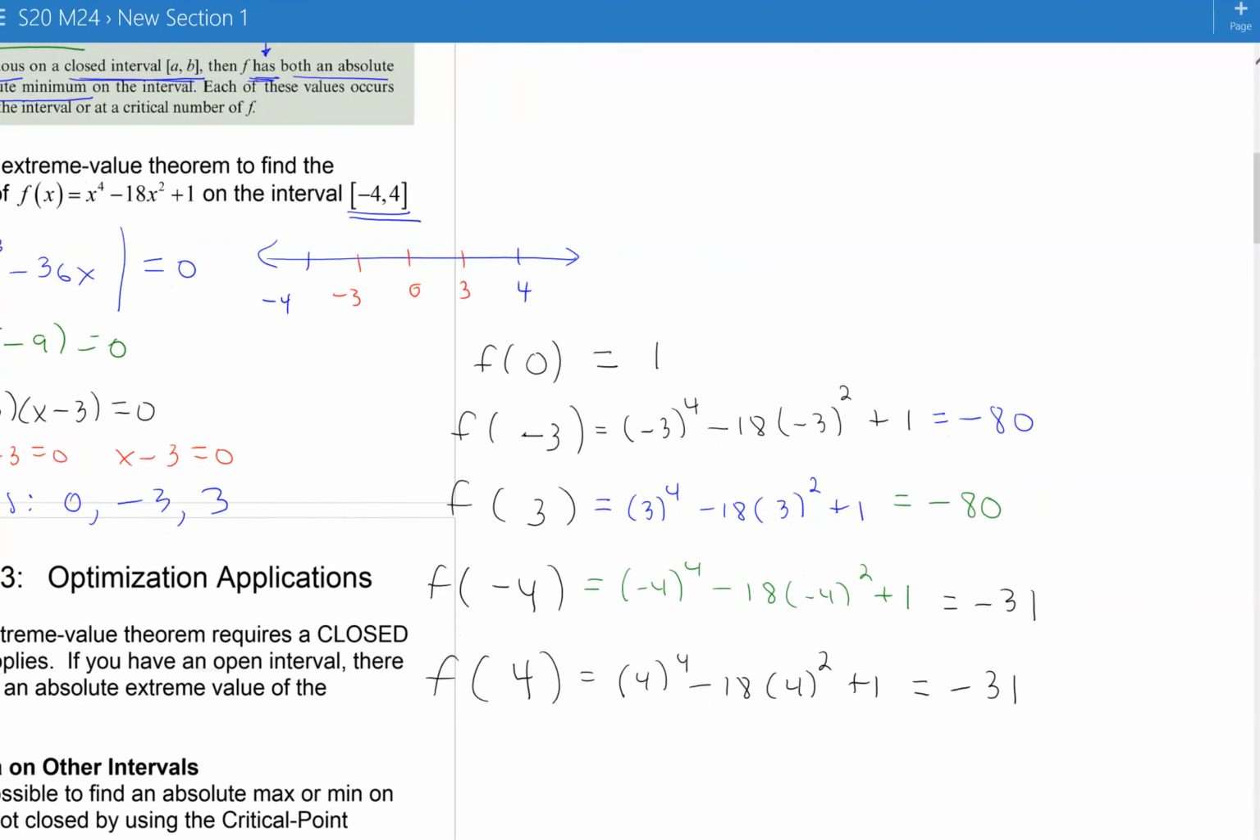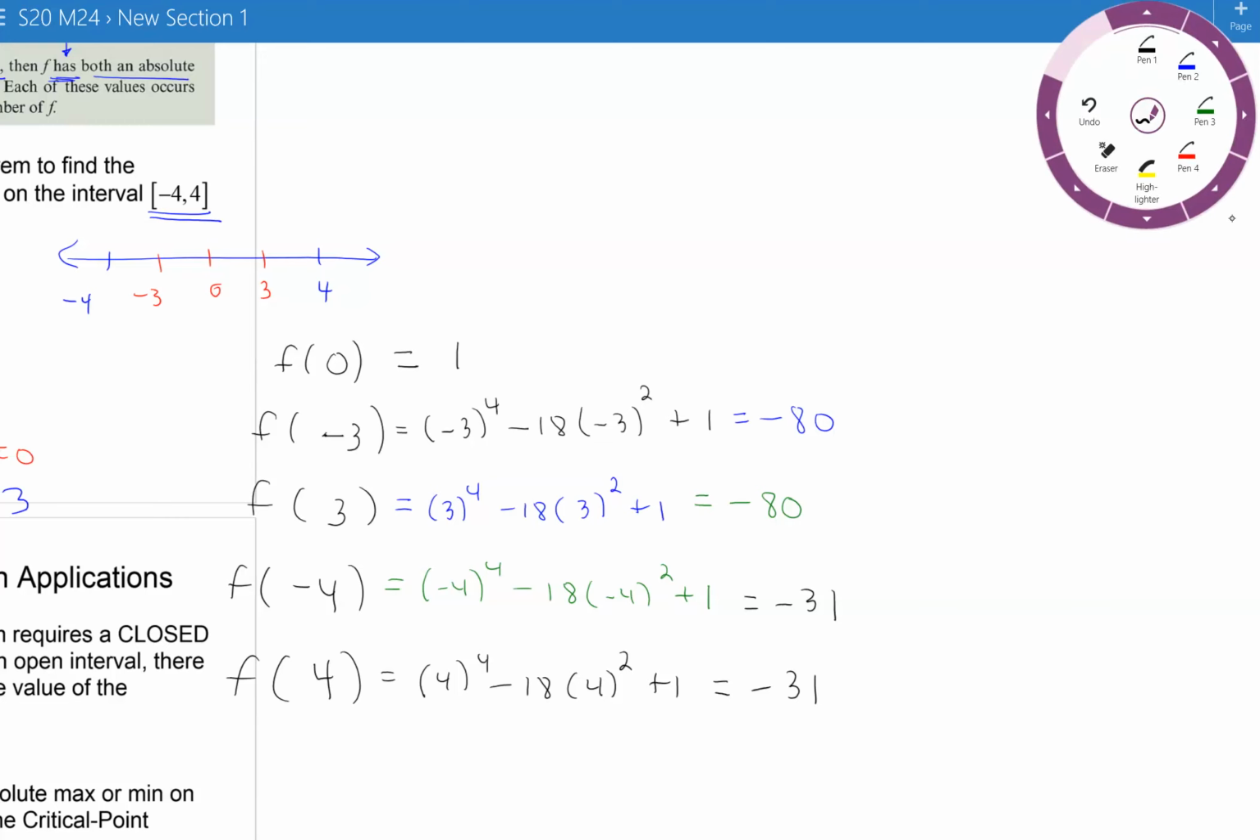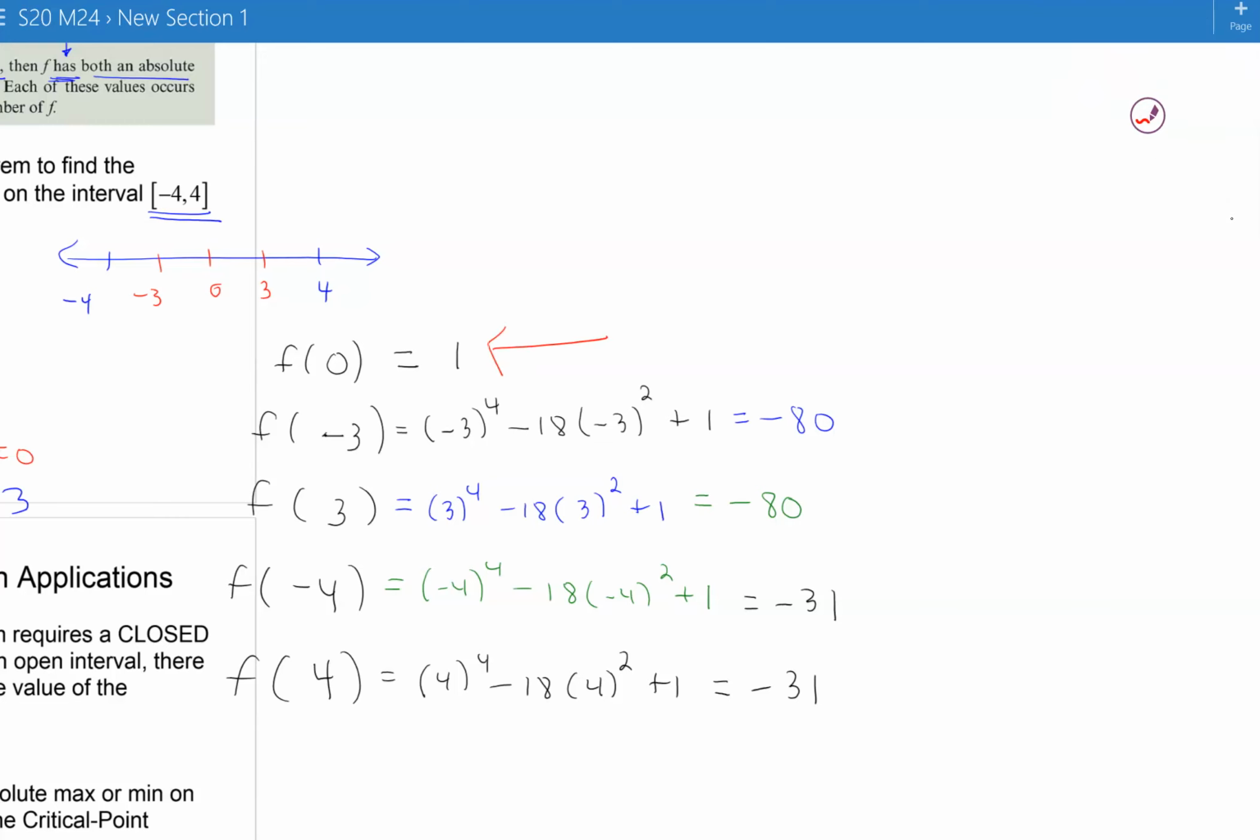So now you look at all these y values and you just look for the highest one, the one most to the right on the number line. So here it is, 1 is the largest number I see. So f has an absolute max value of 1, and it occurs when x equals 0.